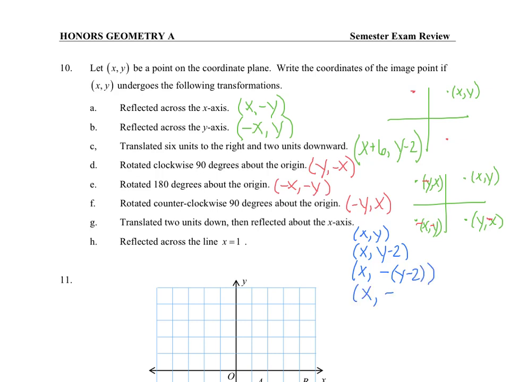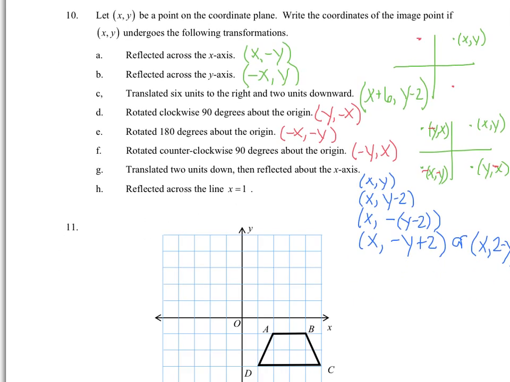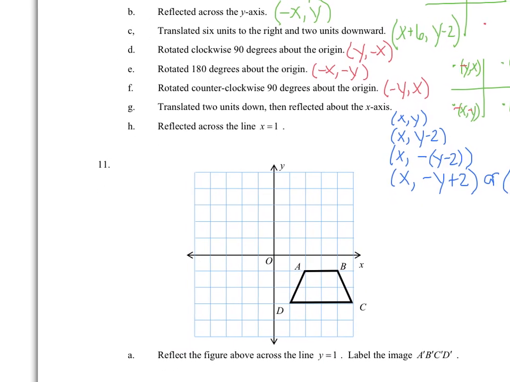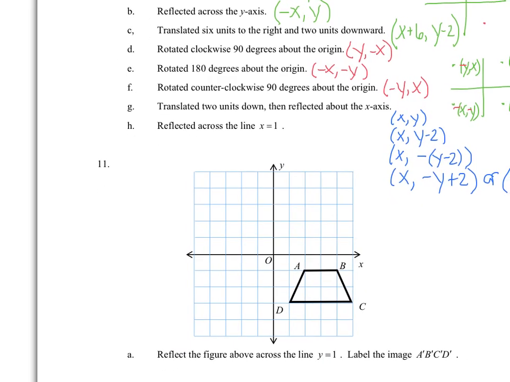Now I'm going to distribute, and I'm going to have x comma negative y plus 2, or I could have x comma 2 minus y. Either way you write it works. This last one, h, is quite tricky. So we're going to picture it again. And I'm going to try my best to explain this.